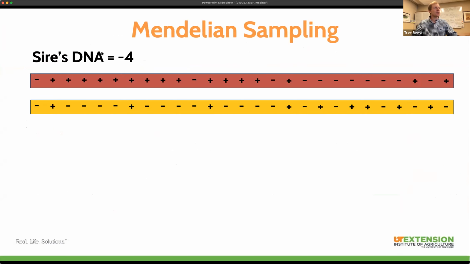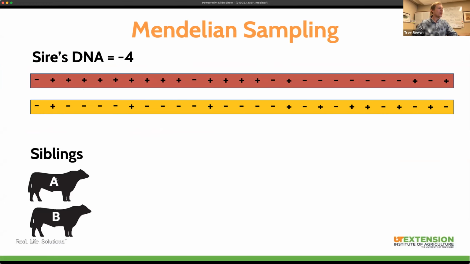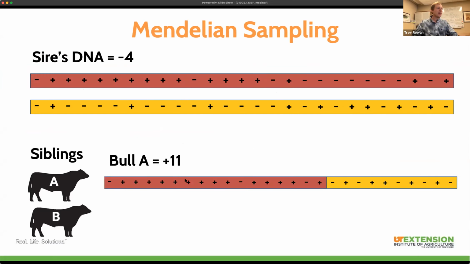And just a quick example of Mendelian sampling and how it can play out in the inheritance of DNA between two siblings from their sire. This is a sire's DNA, and each one of these spots is a place in the genome that is going to affect some random trait that we care about. Each plus is +1, a minus is -1. If we sum across all of these, the sire's genetic merit is -4. But when we look at these two full siblings, depending on which chunks of the sire's DNA, as you can see, Bull A ends up +11 because he inherited probably the two best stretches of his sire's DNA.